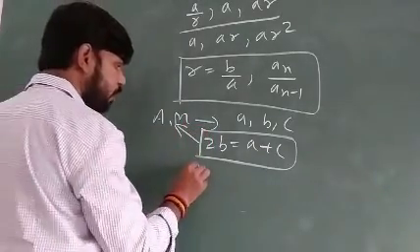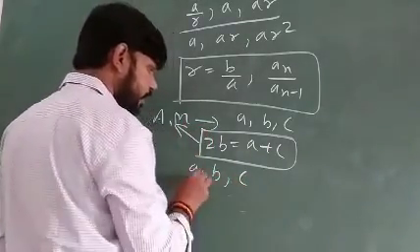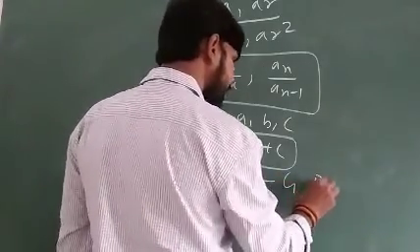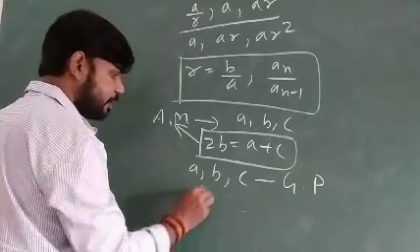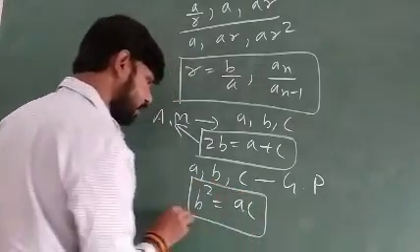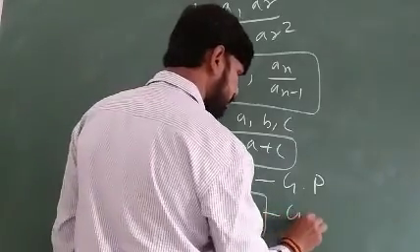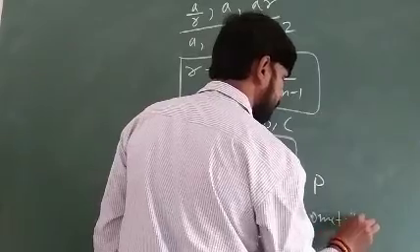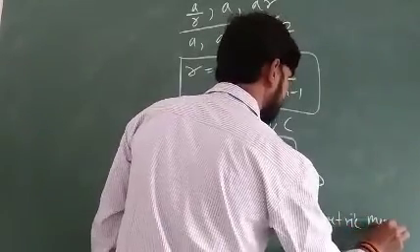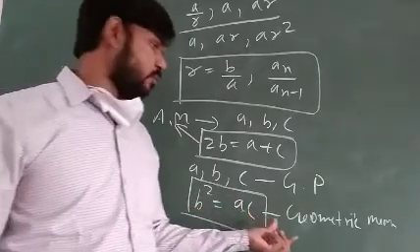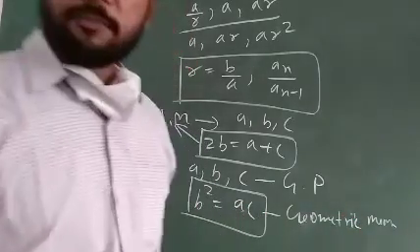If you have a, b, c in GP, then this means that b square equals ac, and this is called the geometric mean. If a, b, c are in GP, then b square equals ac. This is called the geometric mean.